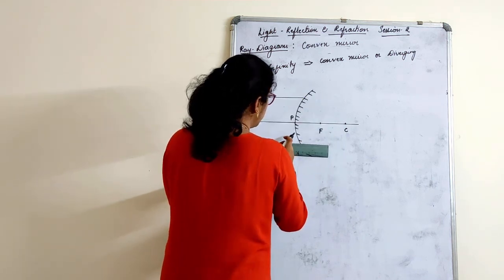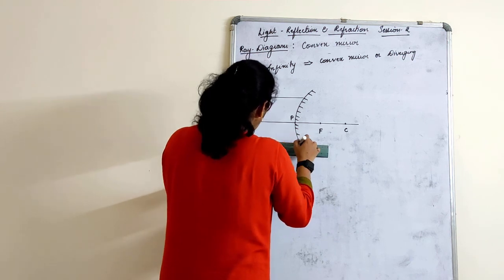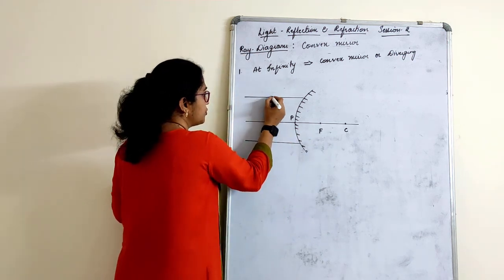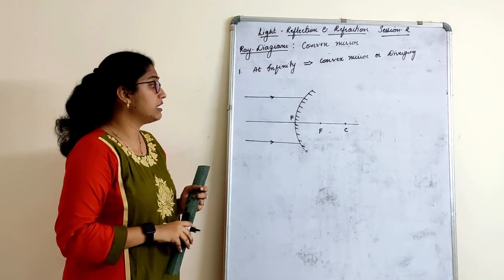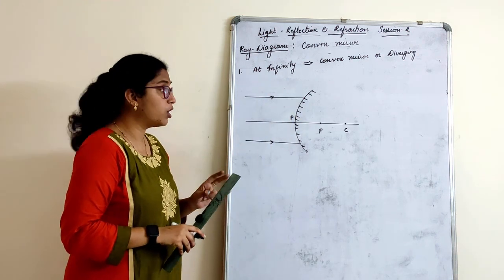So two parallel beams of light we can consider here. Two you can take, three you can take, it's up to you. So a parallel beam of light will come and hit the mirror. As soon as it hits the mirror, what will happen?